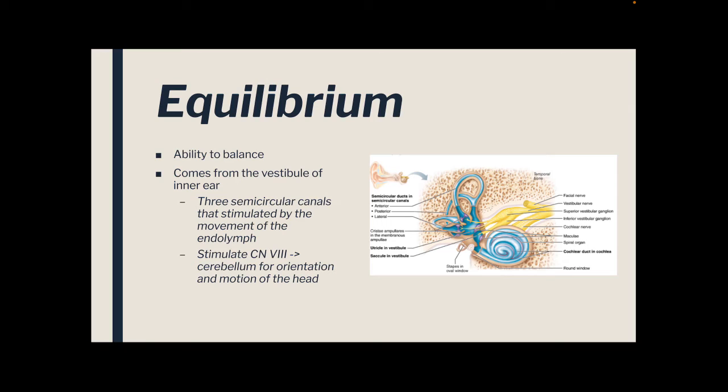Here, in the semicircular canals, the hair cells are going to stimulate the vestibular nerve. Now, the vestibular nerve is what is going to be sending things that have to do with balance, right? So they're going to send the stimulus about balance to the cerebellum. The cerebellum is going to get this information about orientation and motion of the head and therefore be able to decipher it.